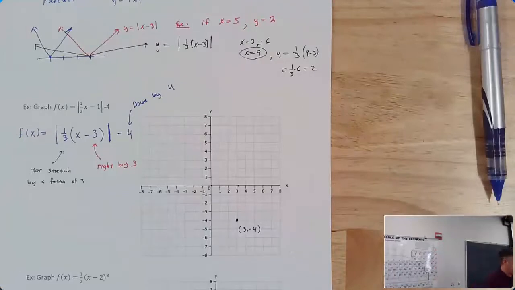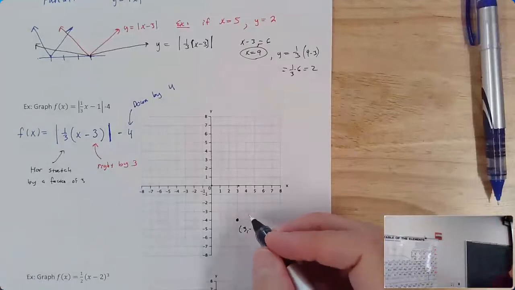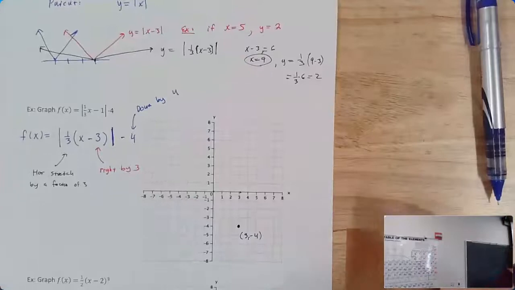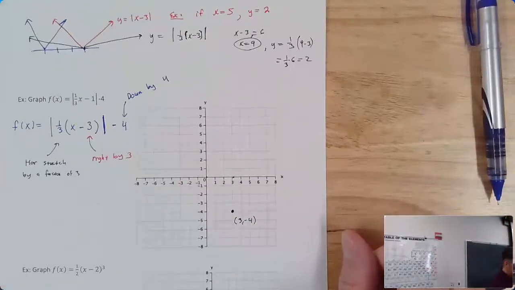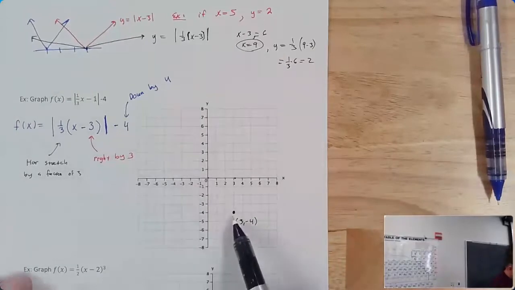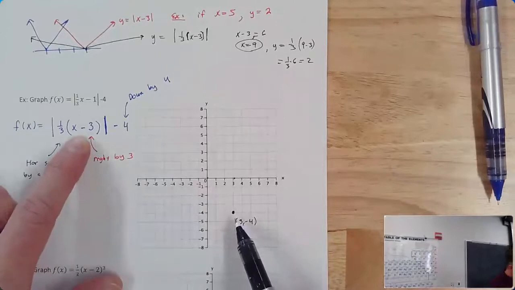And it's going to be way, way kind of wide, right? Because it's getting really, really horizontally stretched. So I know it's supposed to look really wide, but the easiest way for me to actually make it look kind of decent is to pick another value of x that's easy to deal with. So I've plugged in the point 3 for x, and I've gotten 1/3 times 0, which is 0, -4.